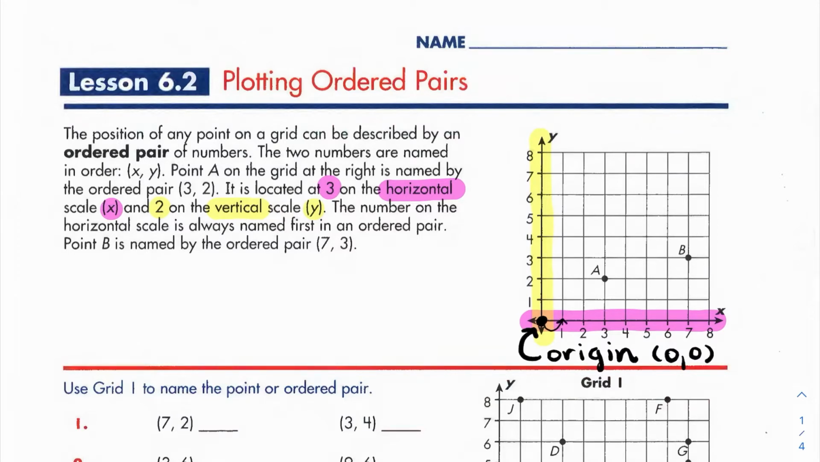We're going to move right 1, 2, 3, and then we will move up 1, 2. Our resulting point will be 3, 2. It will be a positive 3 and a positive 2 due to the fact that moving to the right is a positive direction and moving up is a positive direction. The same concept can be followed to get to point B. You can count to the right 7 and up 3, giving us the point 7, 3.